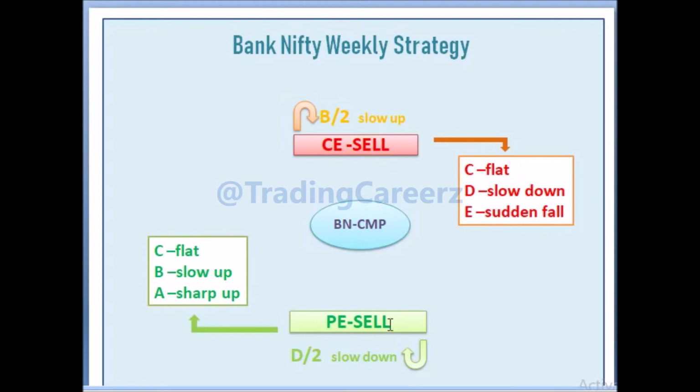And put selling also covers three types of market: flat, slow up, and sharp up. Even though the market slowly goes down here, there is a 50% chance of being profitable.